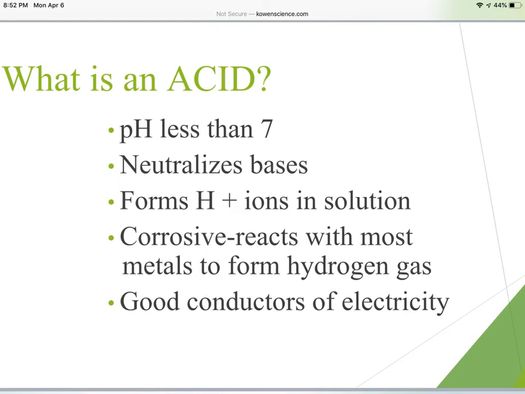Now, on the pH scale, the closer the acid is to 7, the weaker the acid is. The further from 7, the stronger the acid is. So an acid with a pH of 1 is much, much more acidic than an acid with a pH of, say, 5.